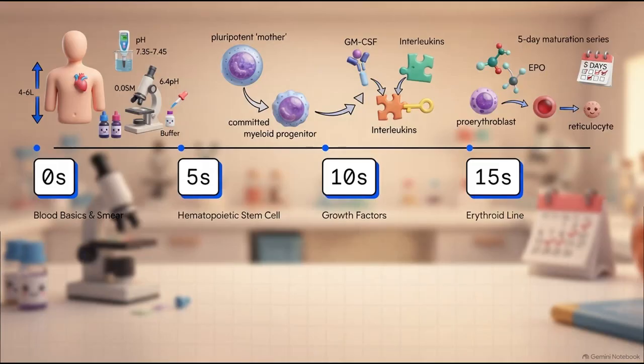But before we hit the myeloid branch, let's do a super quick 20-second recap to anchor our last session. Remember your blood basics. We've got 4 to 6 liters total, and the pH is tightly controlled right at 7.35 to 7.45. On the smear, that 0.05 molar sodium phosphate buffer at pH 6.4 is absolutely critical for a perfect Wright-Giemsa stain. We track the hierarchy from the pluripotent hematopoietic stem cell straight down to the committed myeloid progenitor. We rely on growth factors, like GM-CSF for broad myeloid production and specific interleukins, and of course, we just nailed that 5-day erythroid line driven by EPO.